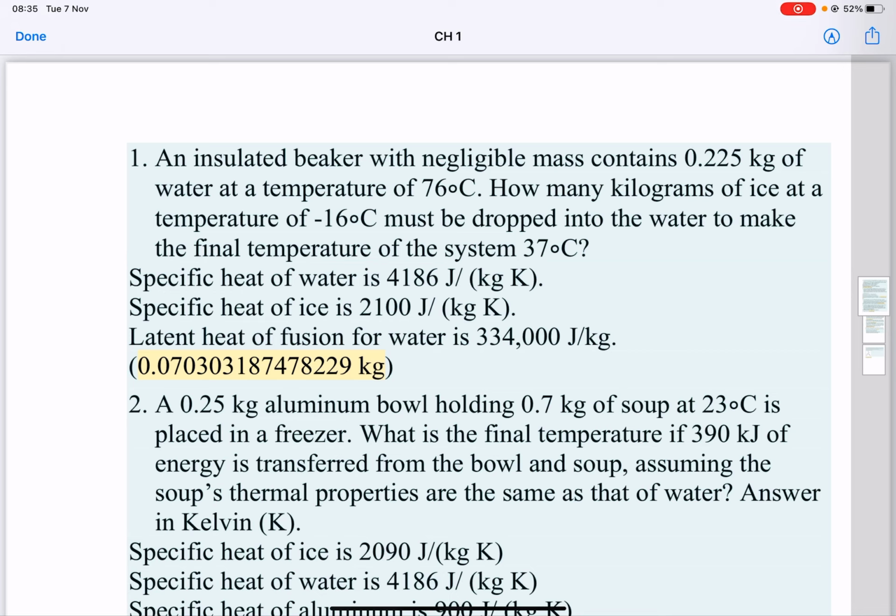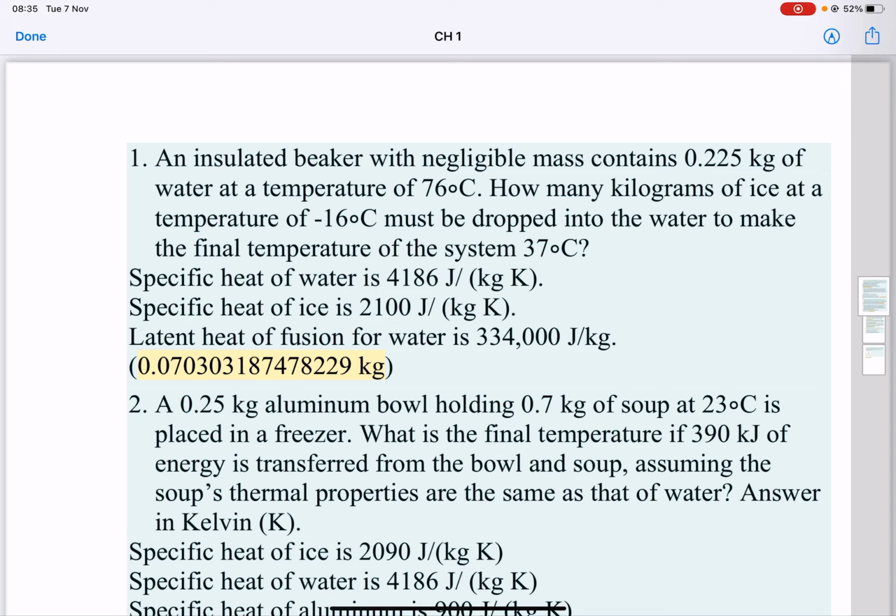So basically we have an insulated beaker with negligible mass that contains 0.225 kilogram of water at a temperature of 76 degrees Celsius. How many kilograms of ice at a temperature of minus 16 degrees Celsius must be dropped into the water to make the final temperature of the system 37?